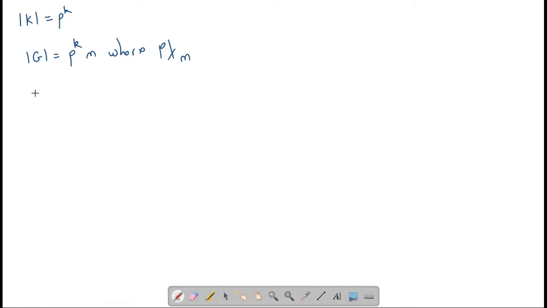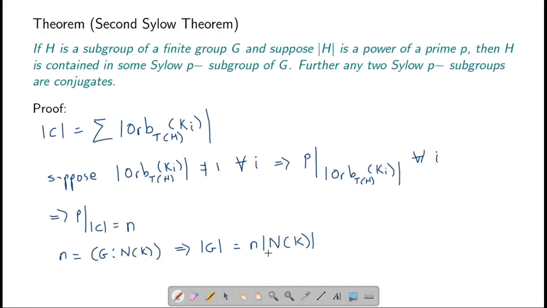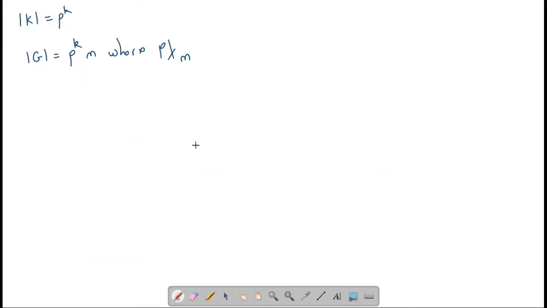Also, you know that the number of elements in K should divide the number of elements in Nk, because K is a subgroup of Nk. So this means that the number of elements in Nk will be a multiple of the number of elements in K. That is p raised to k times some, say, r.